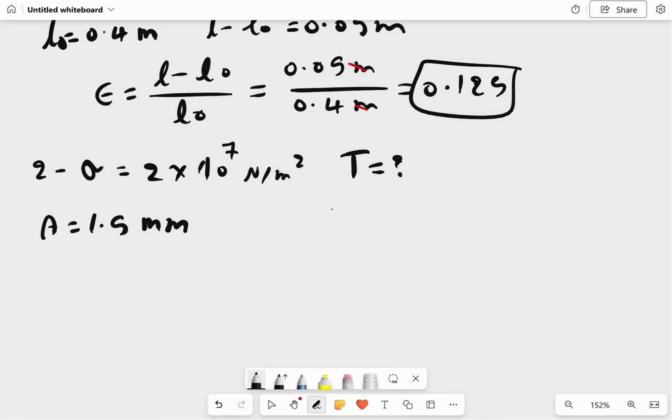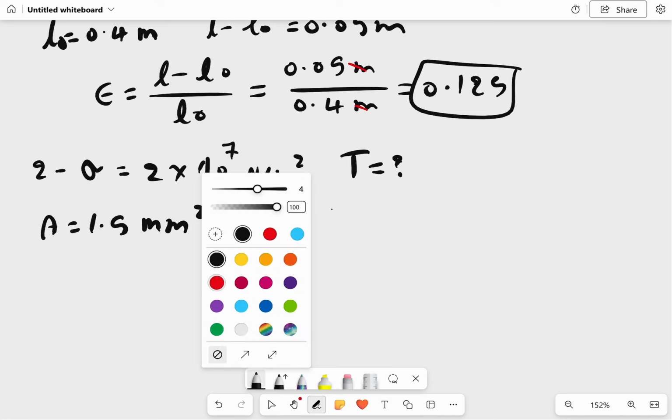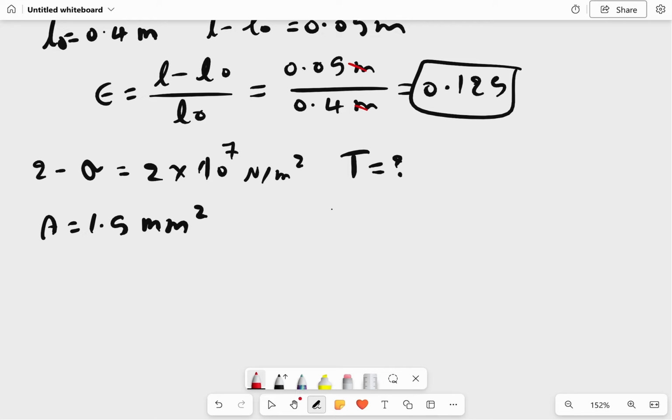1.5 millimeter squared. There's a really important note here. Please pay attention. Because you have millimeter squared, okay? When you change millimeter, because you have meter here, your units should be consistent. Your units should be consistent. You should not have millimeter here and meter here. You should change this millimeter to meter, okay? Now look, you have 1.5 millimeter squared. Let's change this to meter. You have 1.5 times 10 to the power of minus 3.